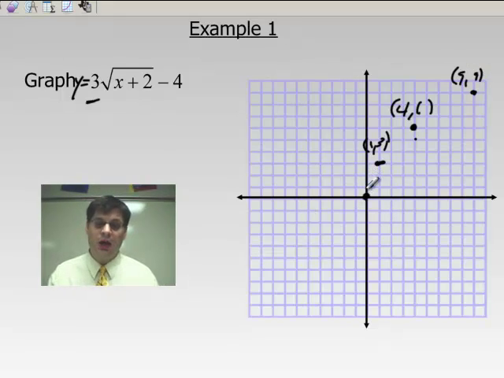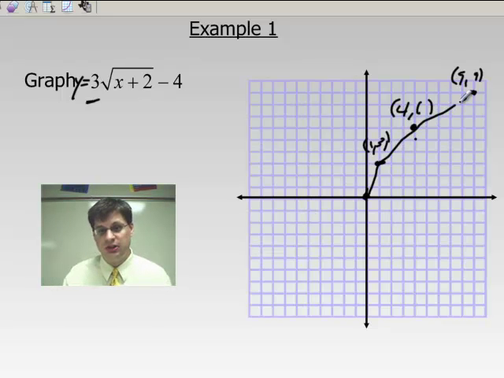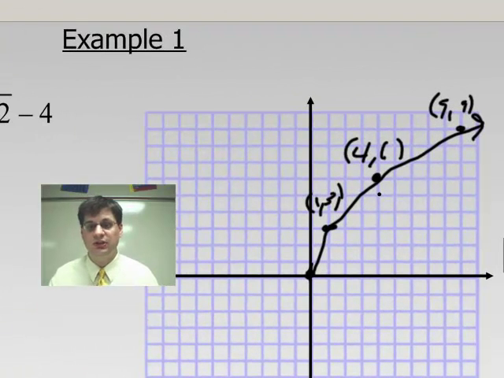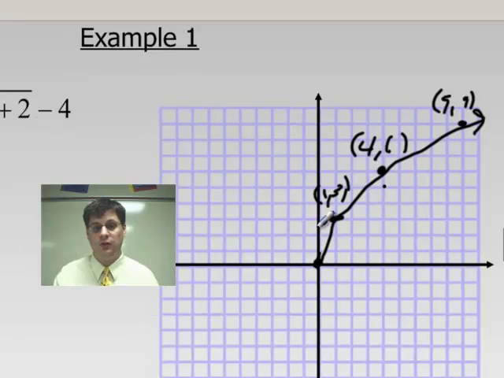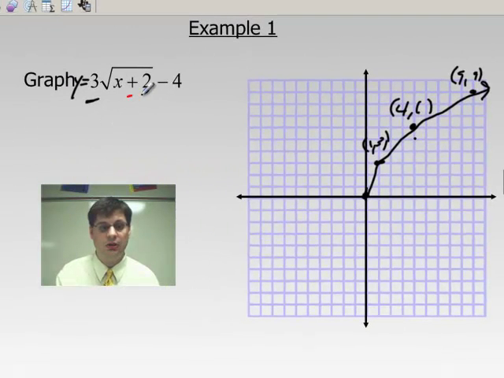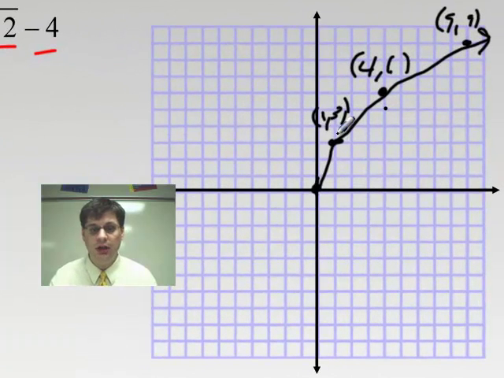Okay, so this graph is simply going to look like this. Now this is just a stretch, okay? Now what we'll do is we're going to take that stretch and shift it left 2 because of the plus 2, and then down 4.